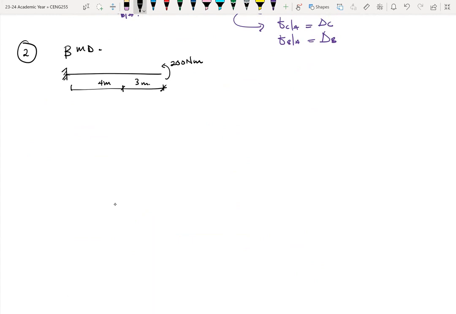So I need to find these reactions, and I need to know what they are. There'll be 3 support reactions. Let me call this A, B, and C. So I need to find VA, HA, and then MA. HA is 0, because you're assuming horizontal forces equal 0.